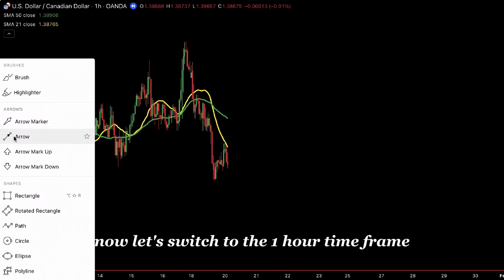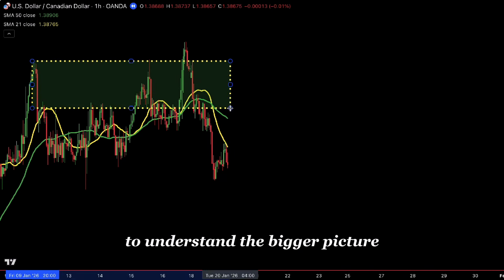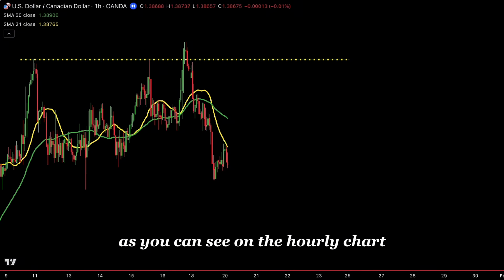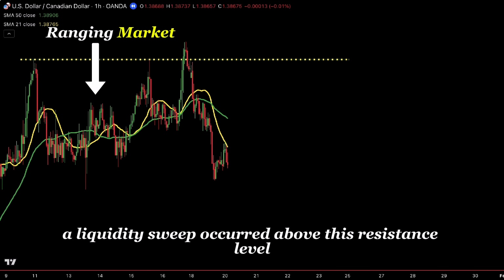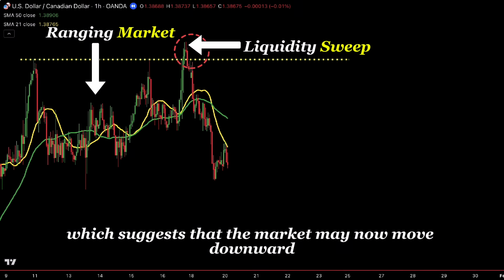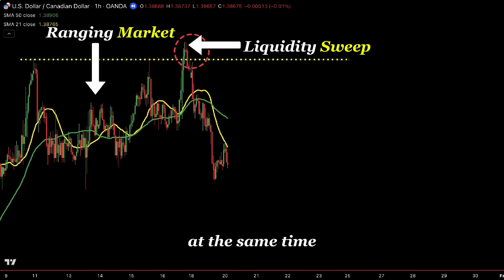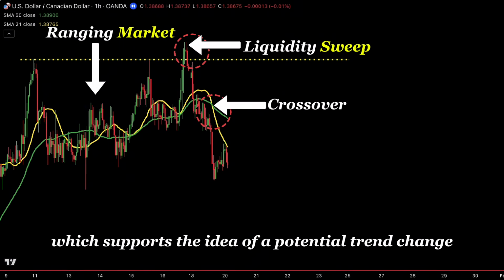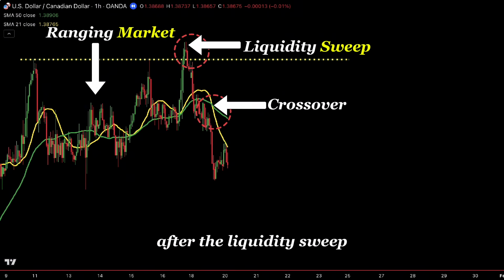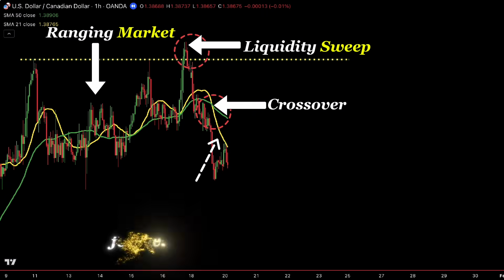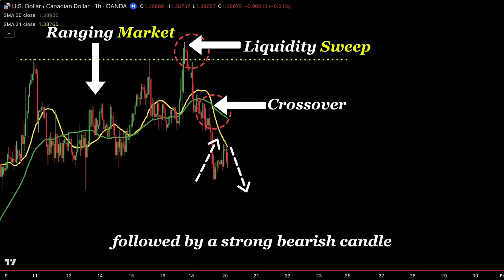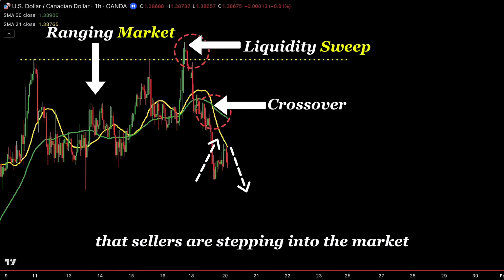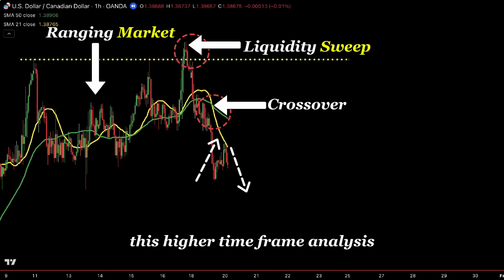Now let's switch to the 1-hour time frame to understand the bigger picture. As you can see on the hourly chart, the market was ranging. A liquidity sweep occurred above this resistance level, which suggests that the market may now move downward. At the same time, we also see the moving average crossover, which supports the idea of a potential trend change. After the liquidity sweep, the market makes a small pullback, followed by a strong bearish candle. This indicates that sellers are stepping into the market. This higher timeframe analysis supports our bearish setup on the 5-minute chart.